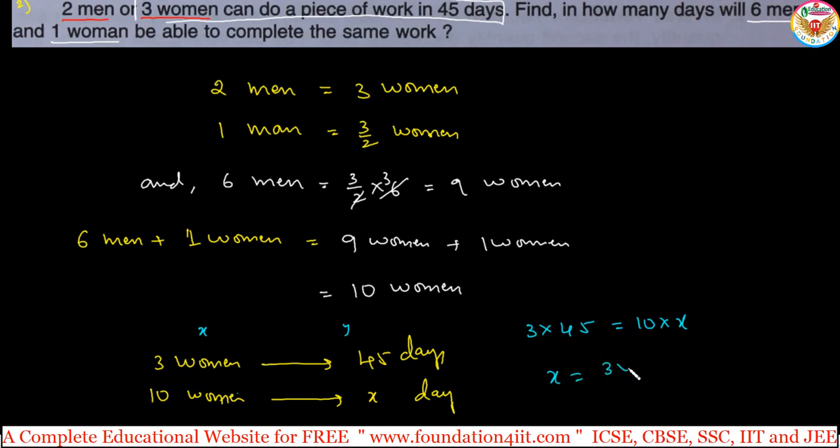From this, x is equal to 3 into 45 by 10. So we can cancel this. 5 table 9, 2. And this is 9 3s are 27 by 2. So 13 and a half. 13 and a half days. That means 6 men and 1 woman can complete the same work in 13 and a half days.